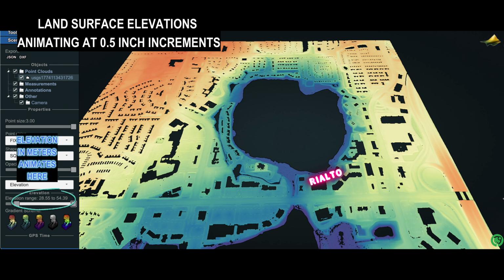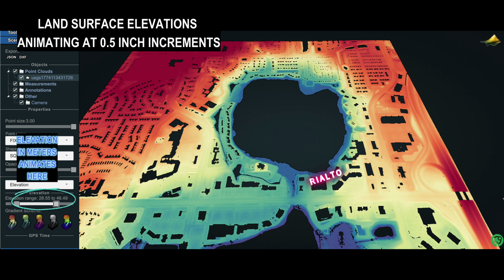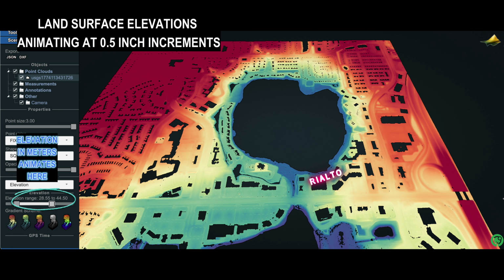Part of the animation shows the land surface elevations animating up and down at half-inch increments. That is correct. Half of an inch, not half of a foot. Land surface elevations around Spring Lake rise to elevations above 175 feet above sea level and plunge down almost 90 feet to the edge of the lake. The Rialto is in the absolute lowest spot.